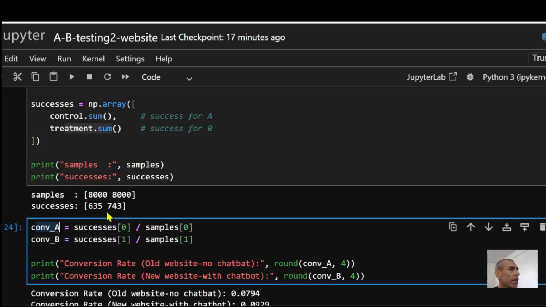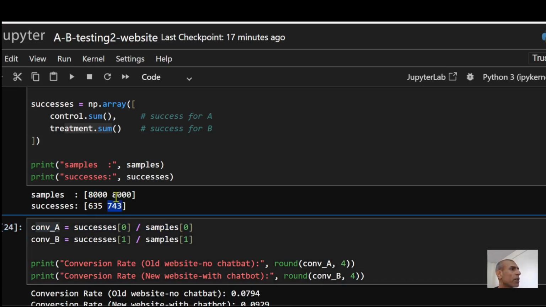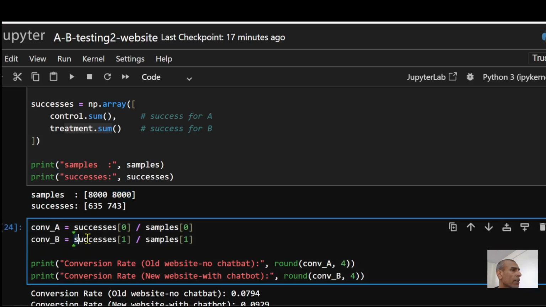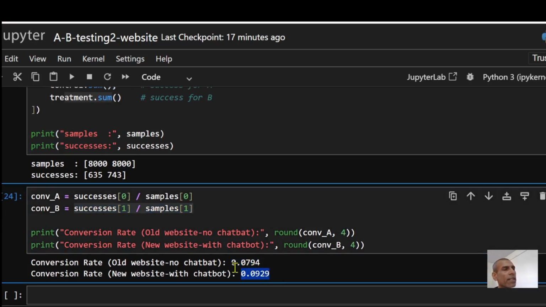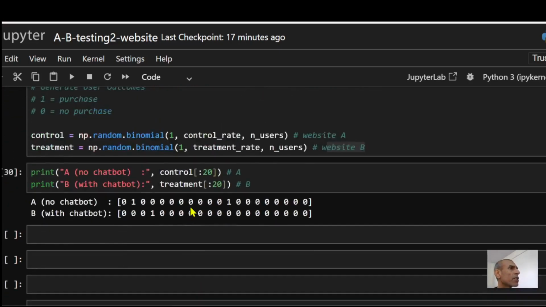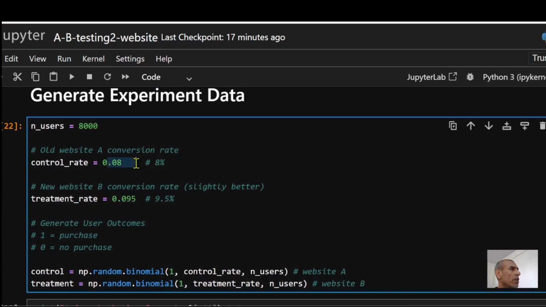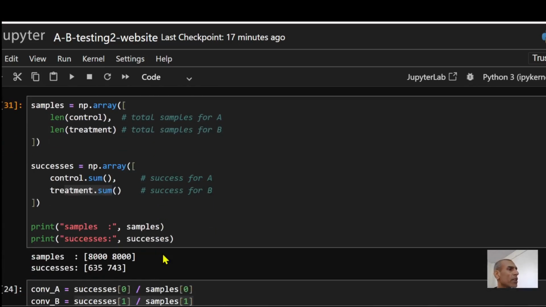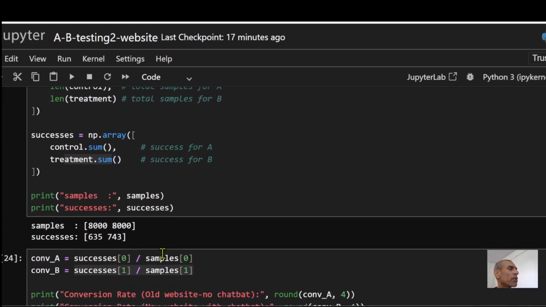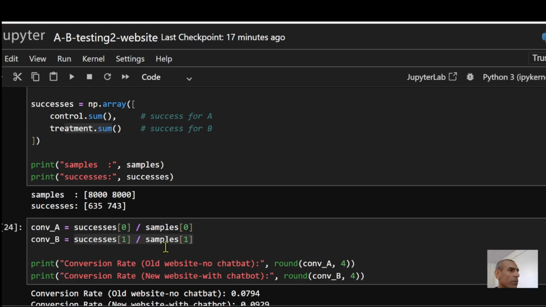That is my old website. Then you take 743, divide by 8,000. This is exactly what I'm doing over here. This is going to give me the conversion for website B, and the answer comes out to be this right here. So this is not surprising. It's almost the same as the one I just showed you, because I generated these numbers, that's why it's coming out like this. In the real world, you would be running this experiment and you would have to calculate your own number, whatever it comes out to be.